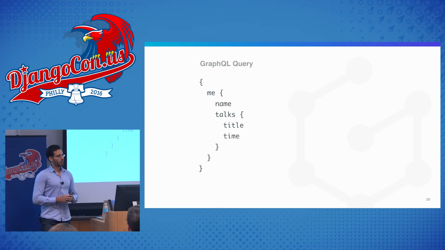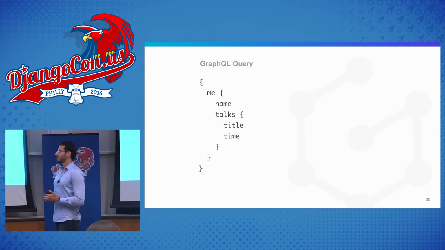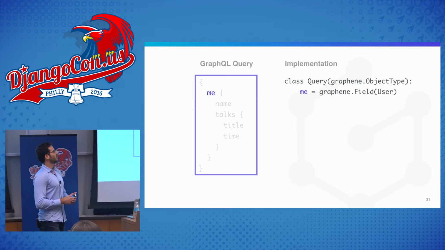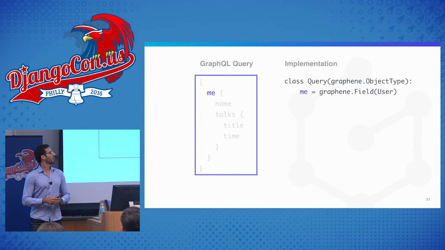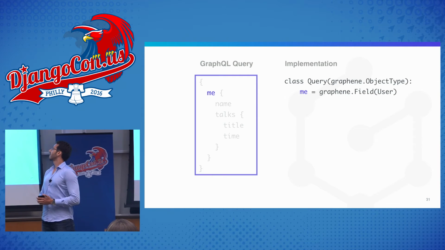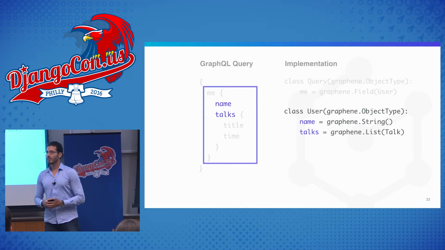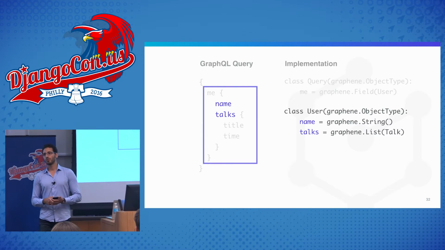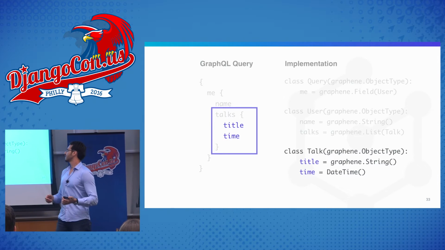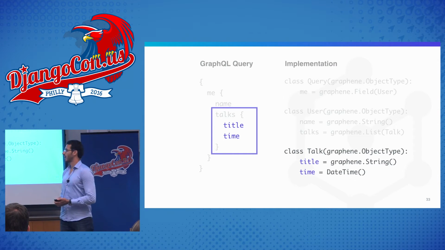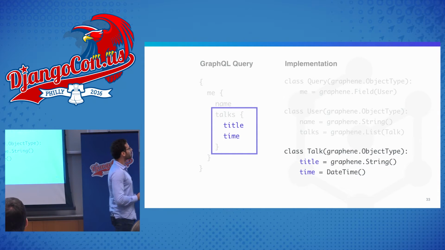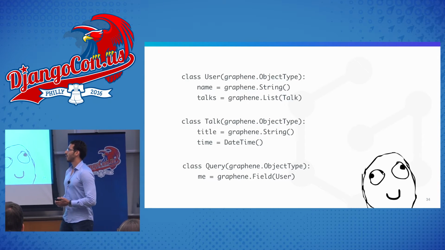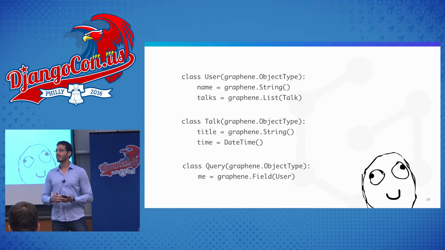If we want to implement a GraphQL schema that could execute this query, this is how we have to do it in Python. So we create the query type, which is inheriting from Graphene object type, and defines the me field, which is referencing the user. The user is another Graphene object type that has a name, which is a string, and talks, which is a list of talks. And talk is just another object type. We have title and time on it. Title is a string, time is a date time. So we can see that with just 9 lines of code, we can define a whole schema universe. And it's very easy to follow.